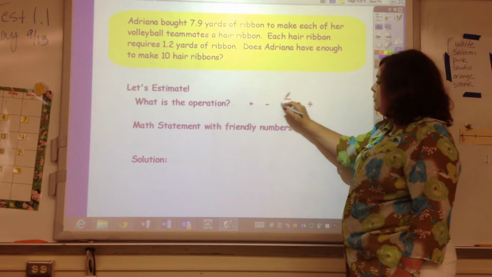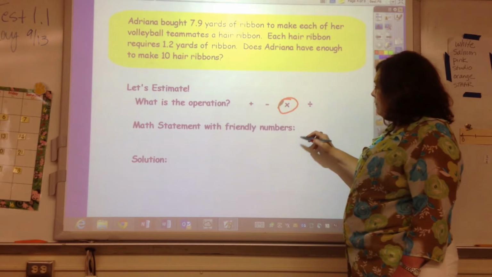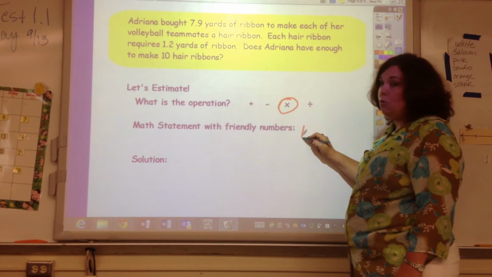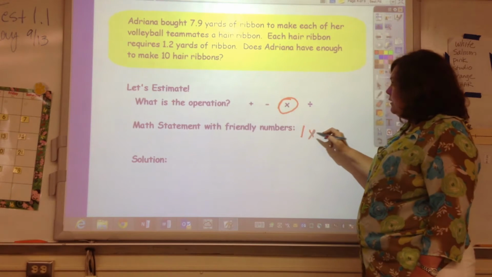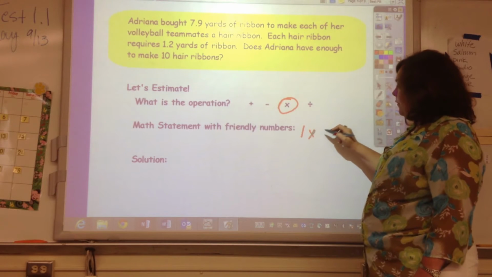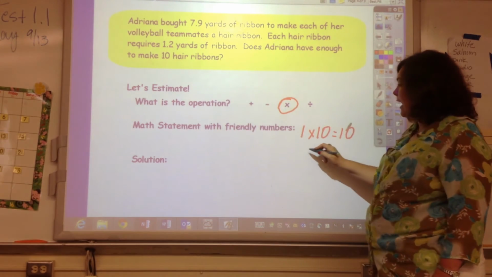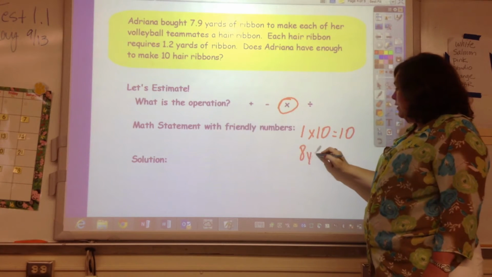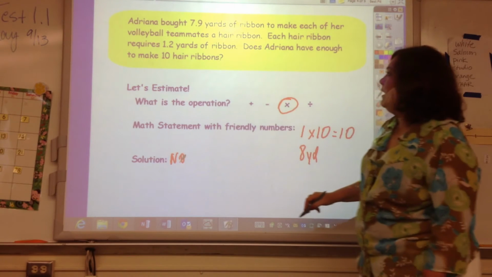So let's call this multiplication. And it takes 1.2, so I'm going to change that just to 1 instead of 1.2, times 1 yard of ribbon for 10 hair bows. So she needs 10 yards. Well, she only has 8 yards. So, no, she does not have enough to make the hair ribbons.